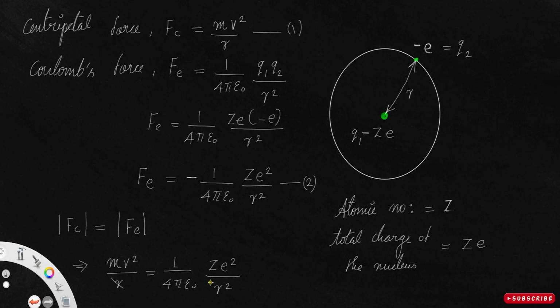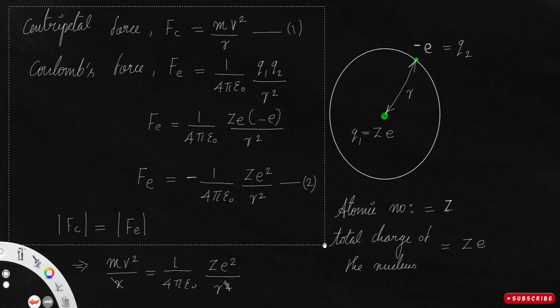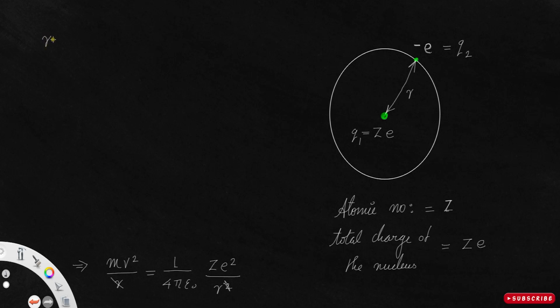You can cancel one of the r. So the final expression here will be, multiplying this r to the left, mv square r equal to Ze square divided by 4 pi epsilon 0, which implies r equal to Ze square divided by 4 pi epsilon 0 mv square. Call that equation number 3.